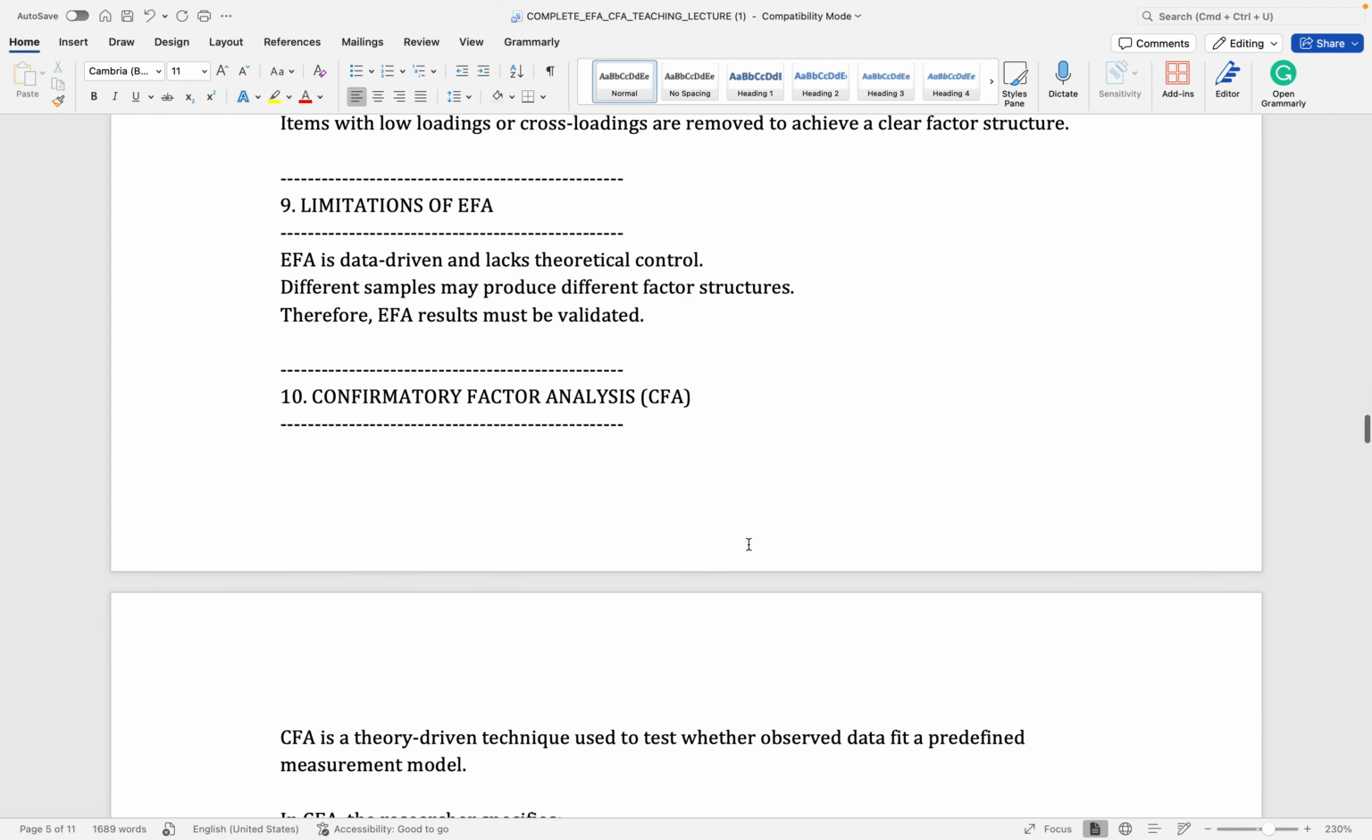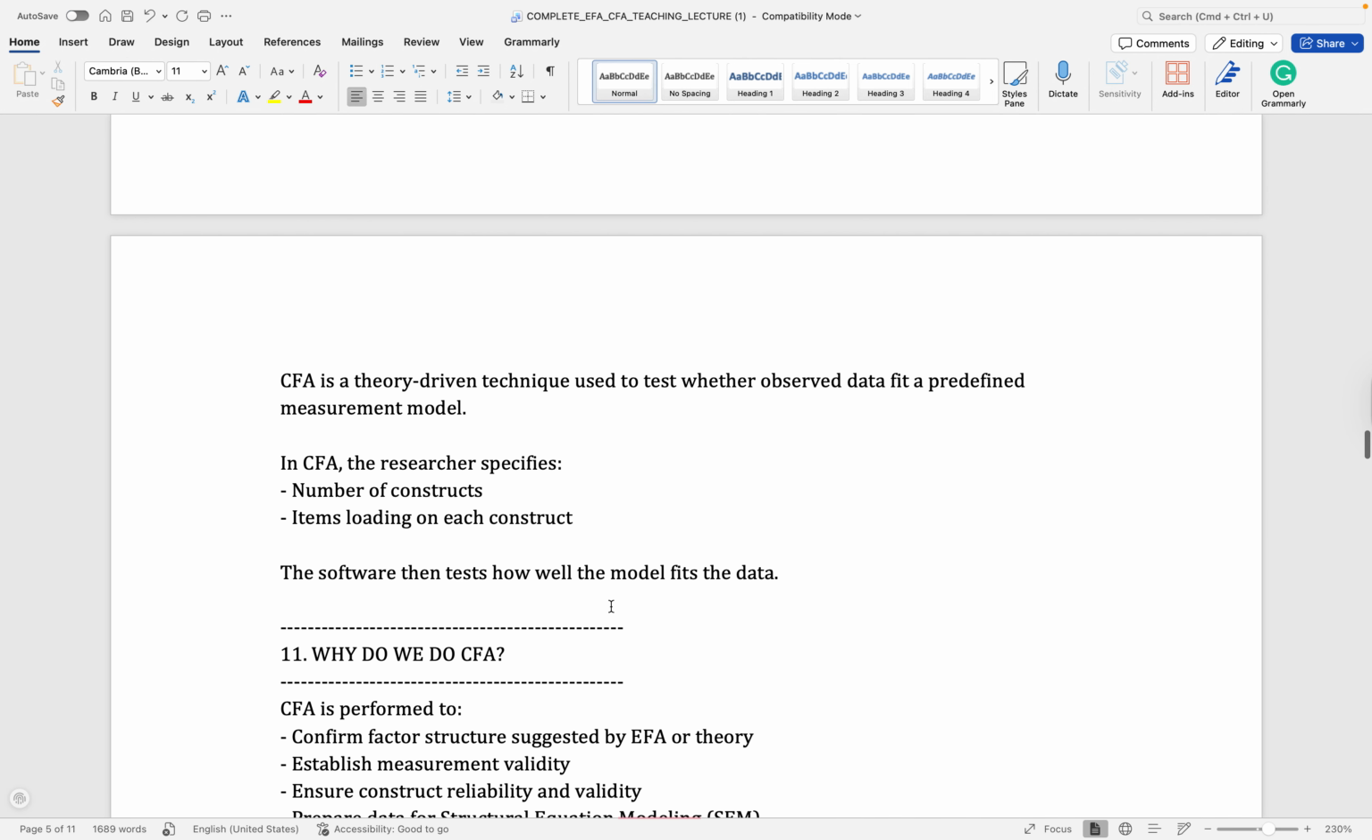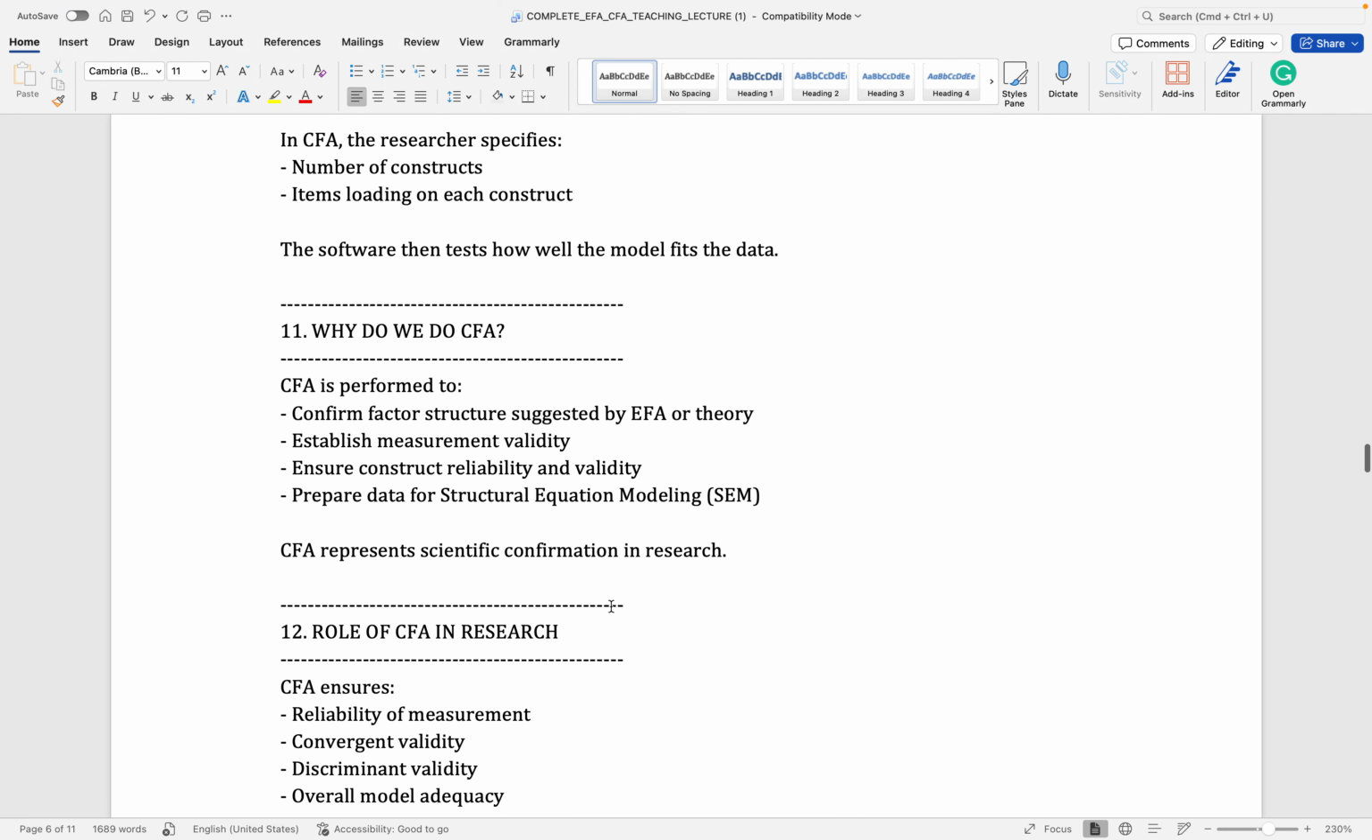Now we talk about CFA, Confirmatory Factor Analysis. CFA is a theory-driven technique used to test whether the observed data fit a predefined measurement model. In CFA, the researcher specifies the number of constructs and the item loadings on each construct, and the software tests how well the model fits the data. Why do we do CFA?